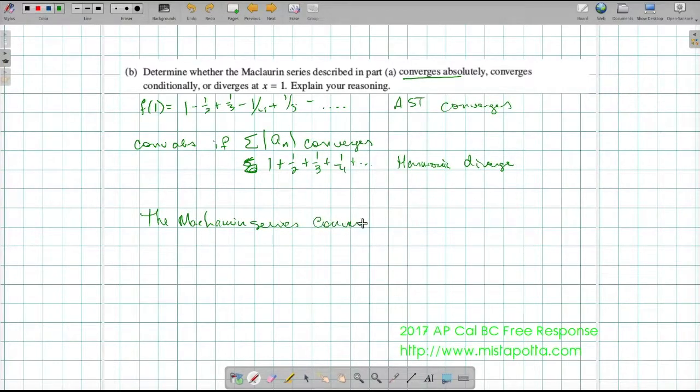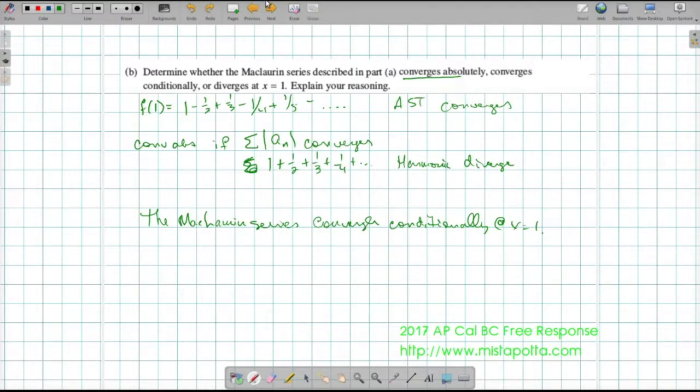So the Maclaurin series converges conditionally at x equals 1. So again, I have to do that conditional convergence test. Test the absolute value of the terms to make sure they converge. If they do, great, I converge absolutely. But they don't in this case.